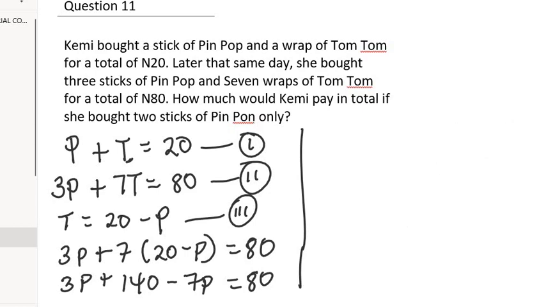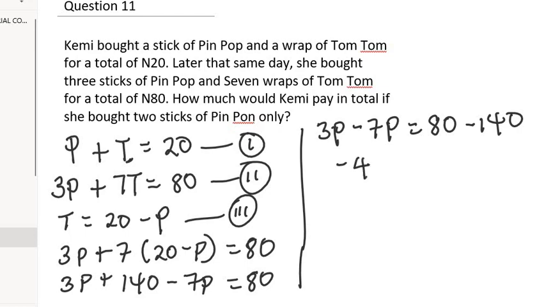All right, so we have 3p plus 140 minus 7p equals 80. Yeah, this is 80. I think that's where I made the mistake. Rearranging, we have 3p minus 7p equals 80, and plus 140 crosses over to this side and will give me minus 140. I think I wrote 180 instead of 80. 3p minus 7p will give me minus 4p equals 80 minus 140.